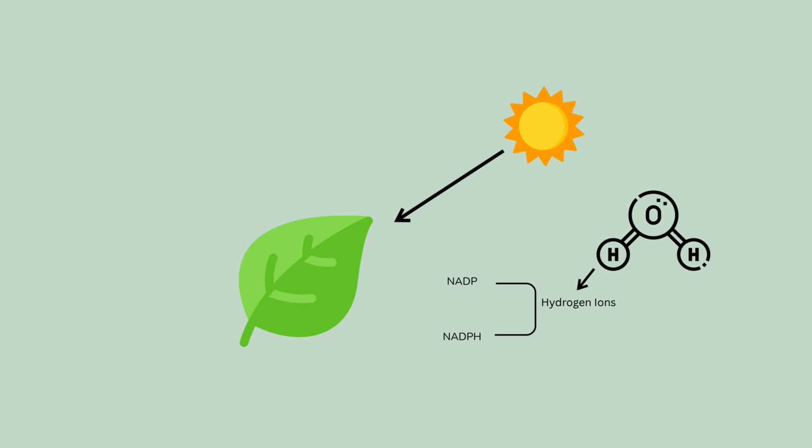This NADPH is seen in the second stage of photosynthesis, as it carries the hydrogen ions to the latter stage, allowing the production of glucose. The second stage of photosynthesis is called the carbon fixation stage, and is the process in which the sugar glucose is produced. We start off with a substance called RuBP.